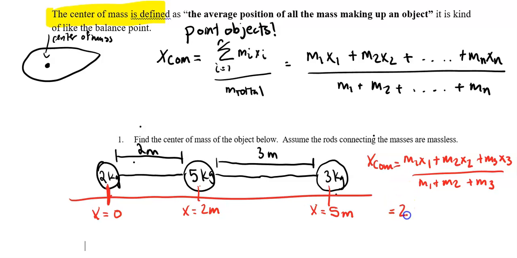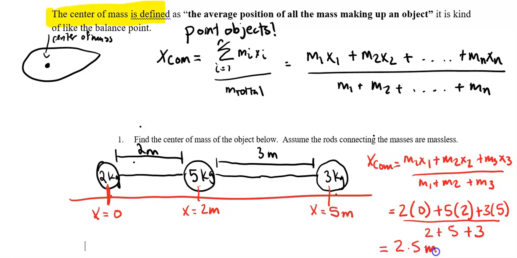So m1, let's say, is 2 times 0, plus m2 is what? 5 times 2, plus m3 is what? 3 times 5, over the total mass, which is 2 plus 5 plus 3, which is going to be 2.5. Oh, very nifty. Cool. So the center of mass ends up being right around there. It is more towards the right, but it has to be closer to the heavier one, which makes sense.